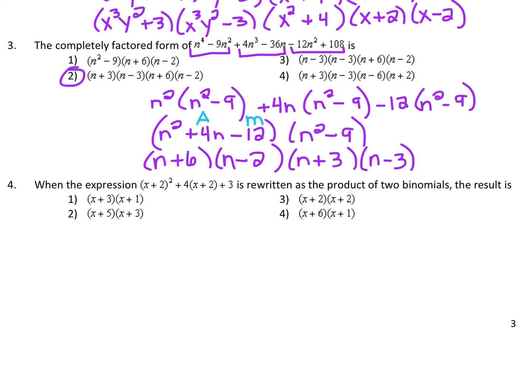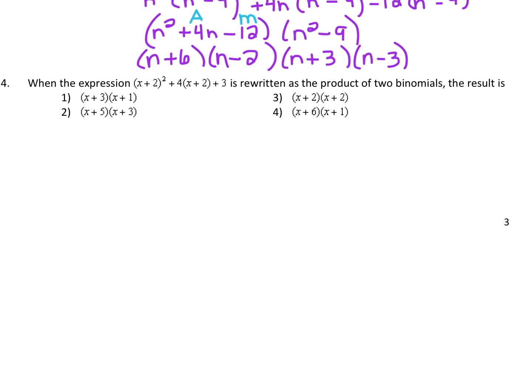All right, and then finally, number 4. If you take a look at this, let me just move this up a little to give myself more room. Right off the bat, I see we have an x plus 2 and an x plus 2, the same thing within the parentheses. But on this one, there's a squared. On this one, there's a number in front of it. And this 3 doesn't even have an x plus 2 next to it.